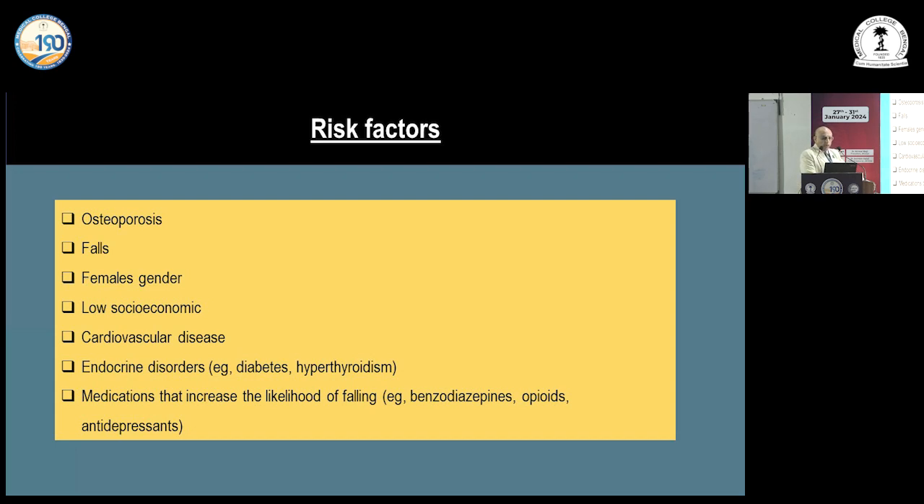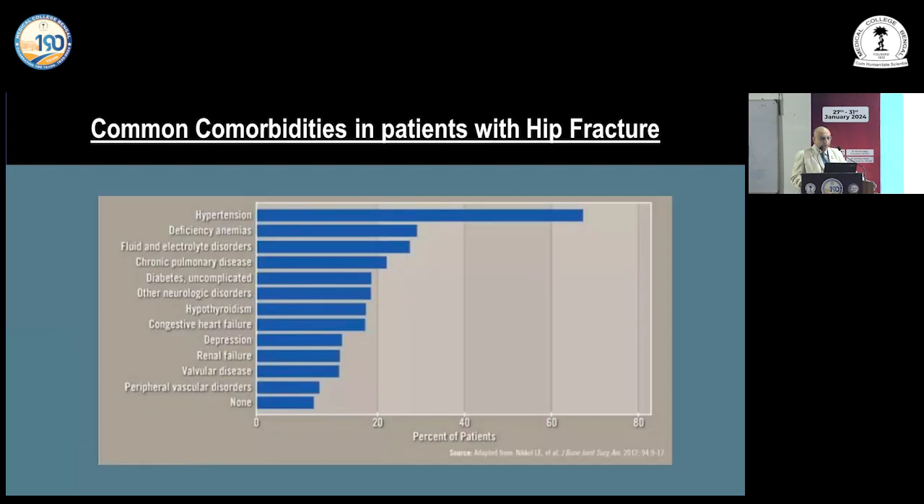The risk factor for hip fracture is osteoporosis. Of course, I told about falls. Female gender is more prone to hip fractures. It is seen that hip fracture is more common in lower socioeconomic strata. Cardiovascular disease, endocrine disorders, and some medications like benzodiazepines and antidepressants, because of the instability and problems they cause, increase the risk of falls.